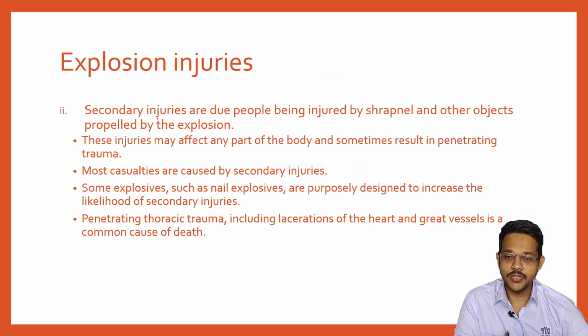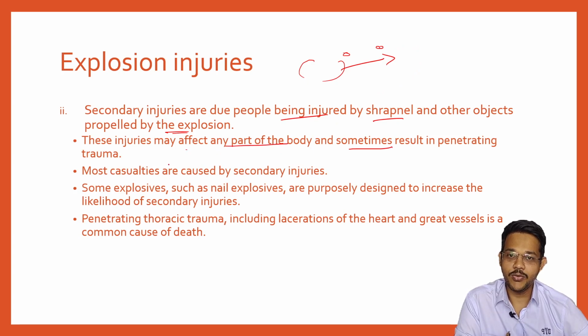Secondary explosion injuries. Secondary injuries are due to people being injured by sharp nails or other objects propelled by the explosion. Because of the explosion, the explosive materials as well as anything present near the explosion, like stone or gravel, may be propelled, and those propelled materials may hit the person standing nearby. These injuries may affect any part of the body and sometimes result in penetrating trauma.